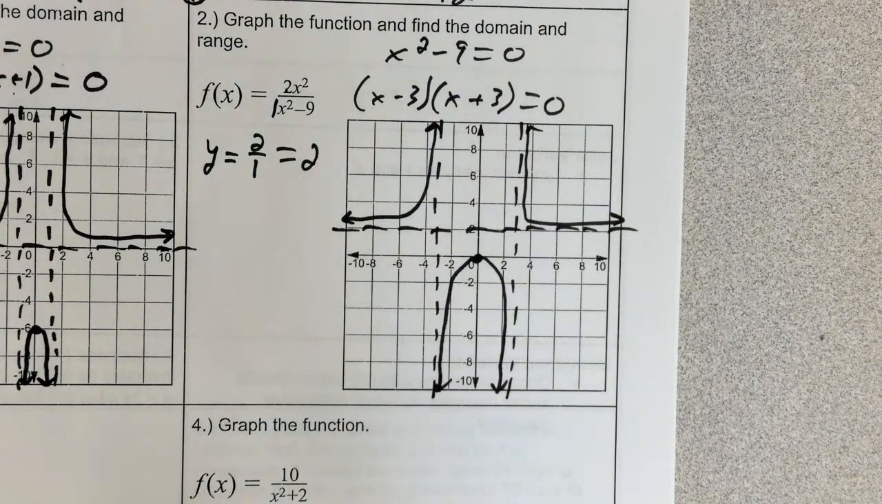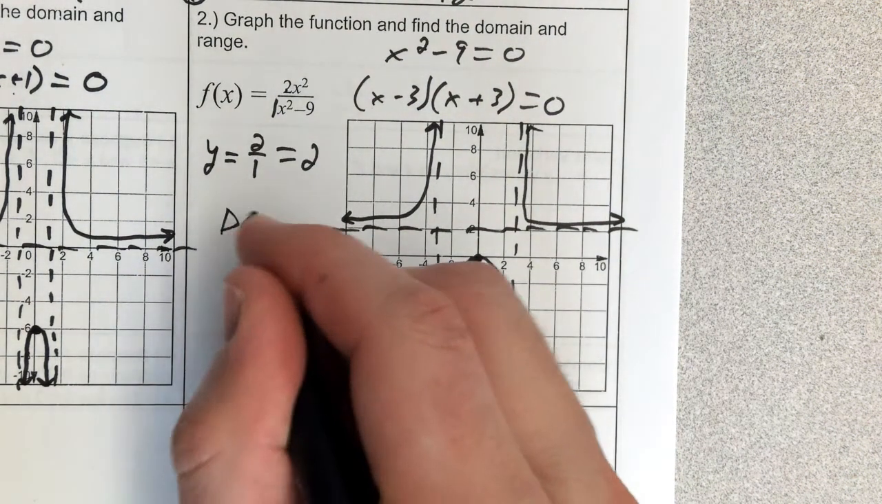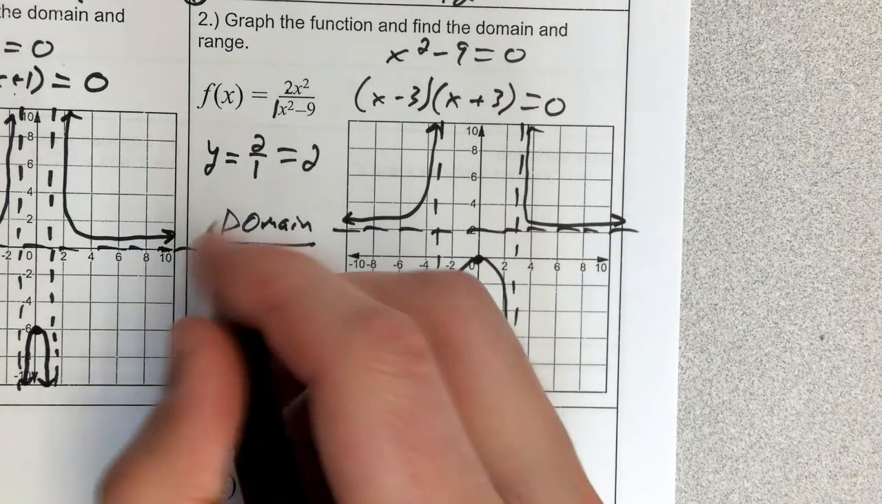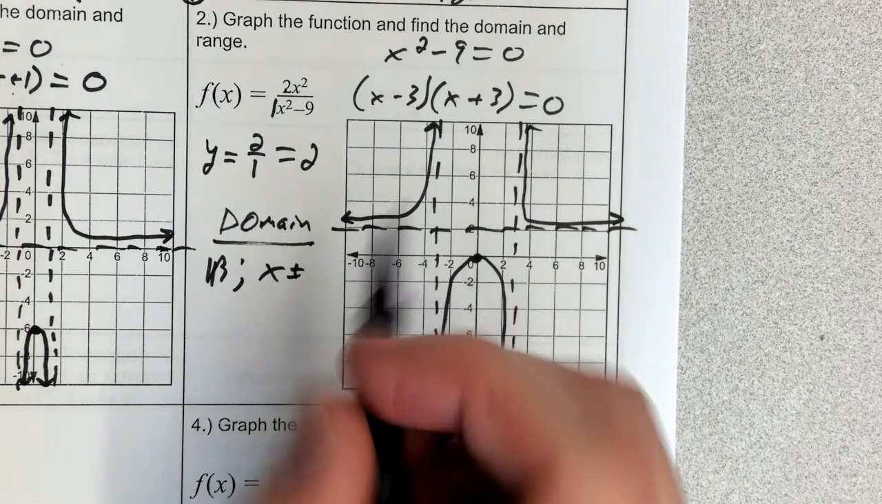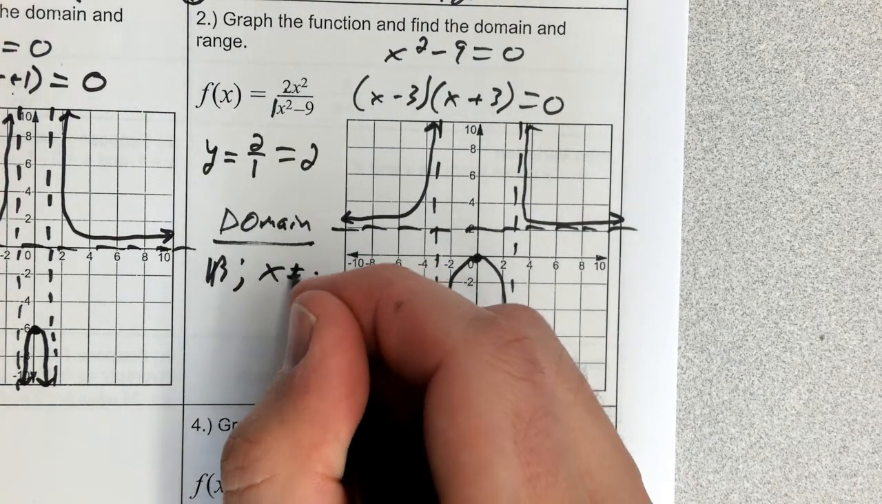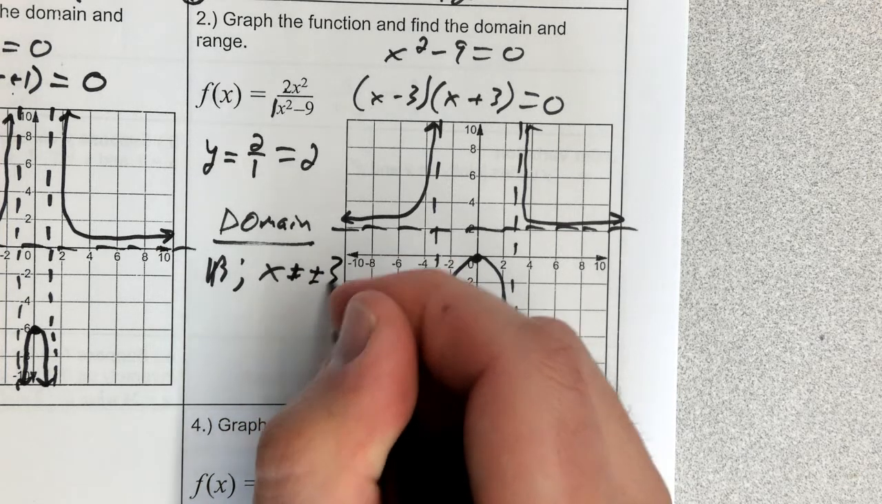Right. So that's what the graph looks like. And then for the domain, it's going to be everything except the vertical asymptotes. So it's all real numbers except x can't be -3 or +3. So x can't be plus or minus 3.